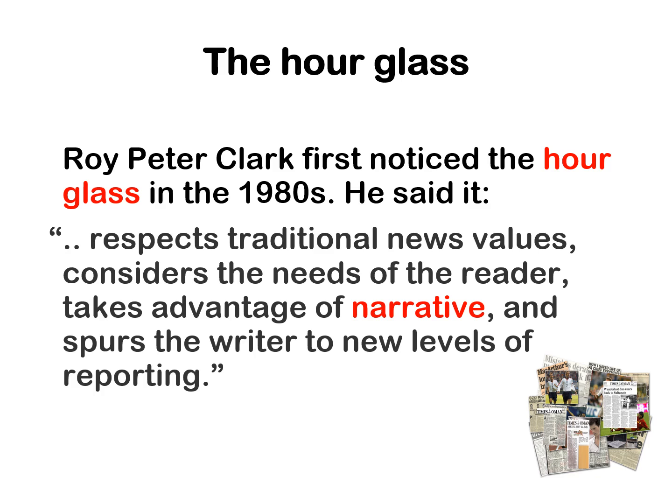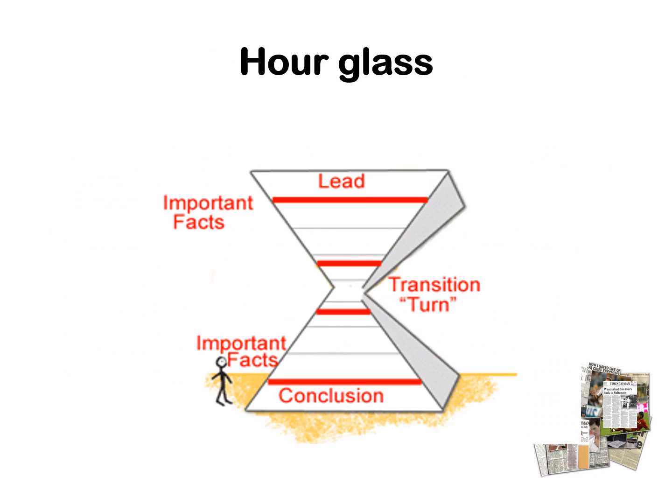He noticed that reporters were beginning to tell stories combining the traditional inverted pyramid structure with a chronological narrative style. He said this kind of writing style respects traditional news values, considers the needs of the reader, takes advantage of narrative, and spurs the writer to new levels of reporting. So he called this new style of reporting the hourglass and said it can be divided into three parts.